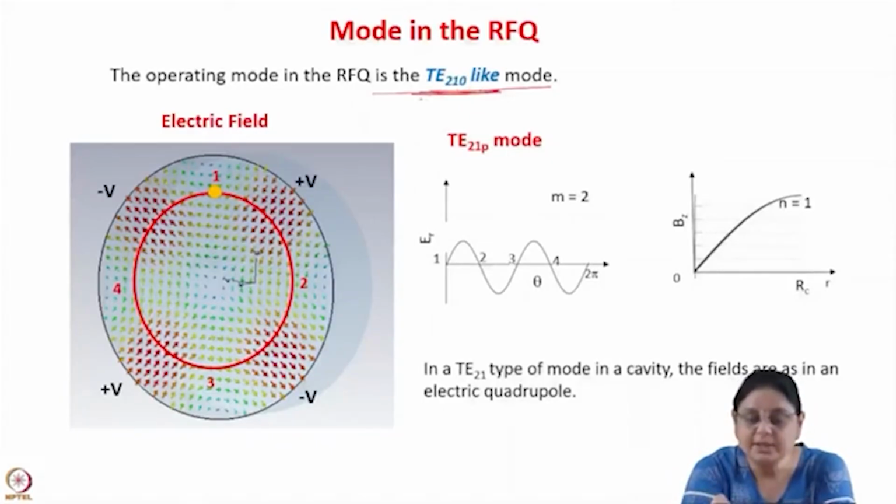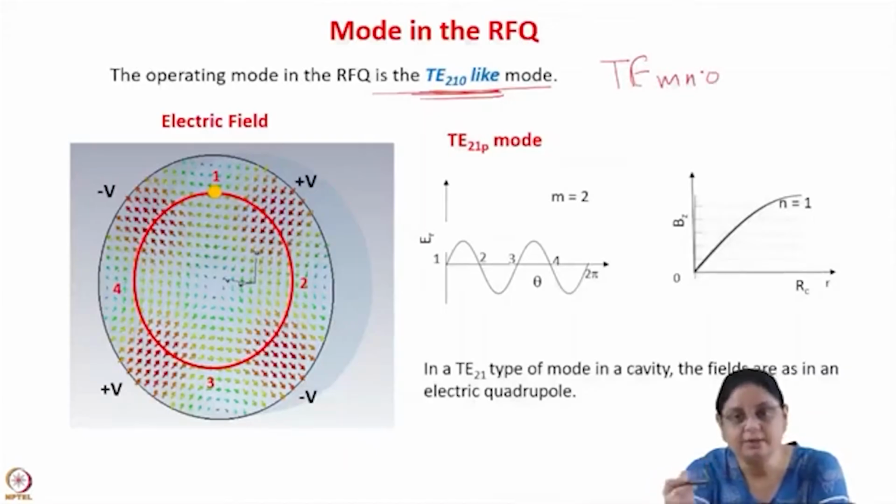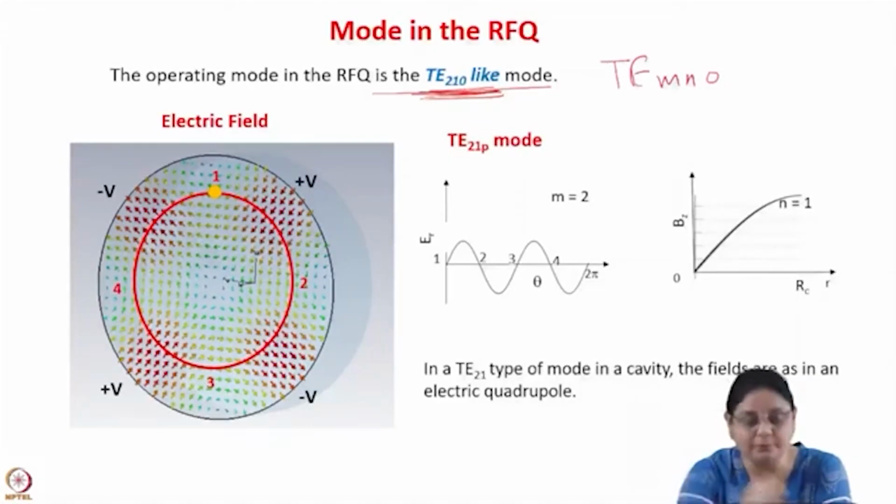So when I say TE210 like mode, remember the TEMN0 mode cannot exist in a cavity. So we'll see how this type of mode is generated and why it is called a TE210 like mode. It's not a TE210 mode, it is a TE210 like mode.